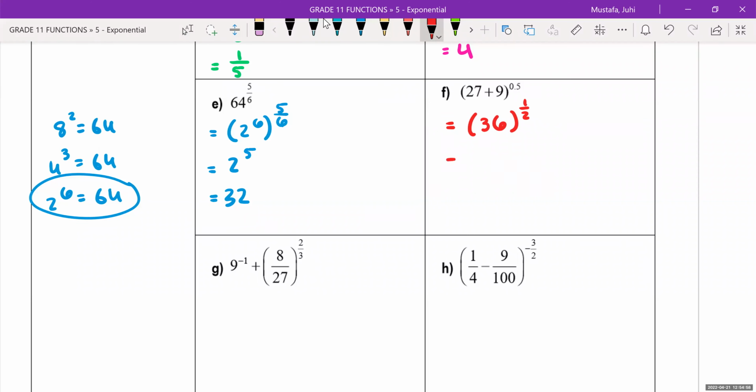We can replace the 36 with 6 squared, all to the power of a half. 2 times a half is just a 1, and so you end up with just the number 6. By the way, this is the same as writing it as square root 36, right? Anything to the power of a half is the same as just the square root sign. So you could have just identified it that way and also just written 6.